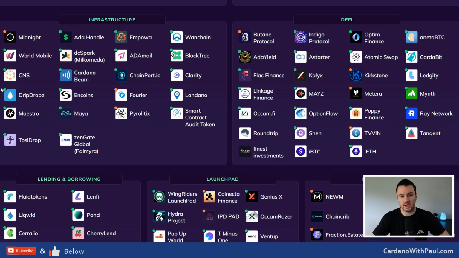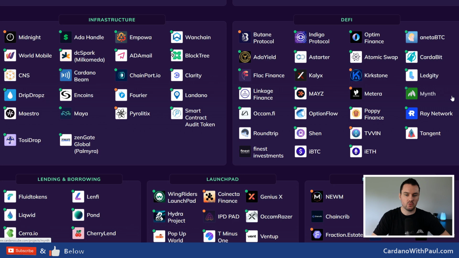Other areas then to look at would be Lenfi, Maestro, Matera, looking at funds or indexes across different assets on Cardano. You also have Option Flow, which is bringing options to Cardano. Tivin is looking at real world assets. There's a few other protocols looking at that type of thing, NMKR, Fluid Tokens, different partnerships there to tokenize real world assets. We'll talk about them in different videos too.